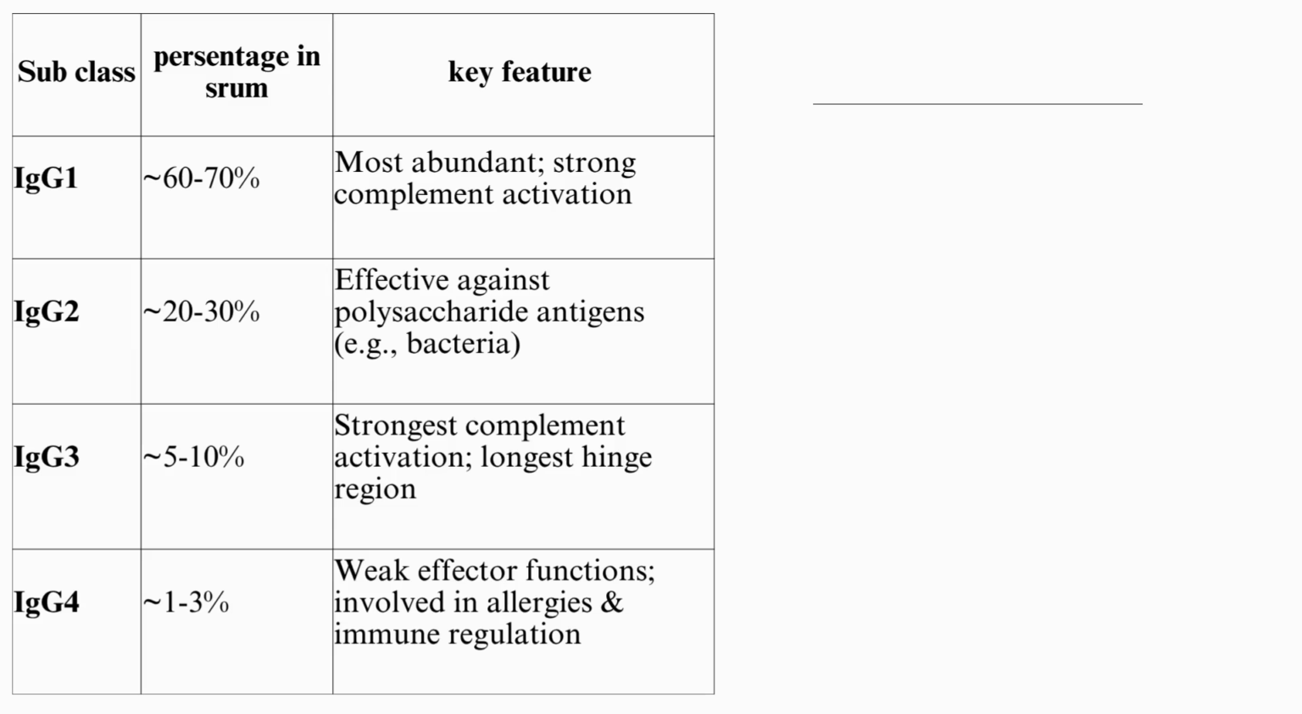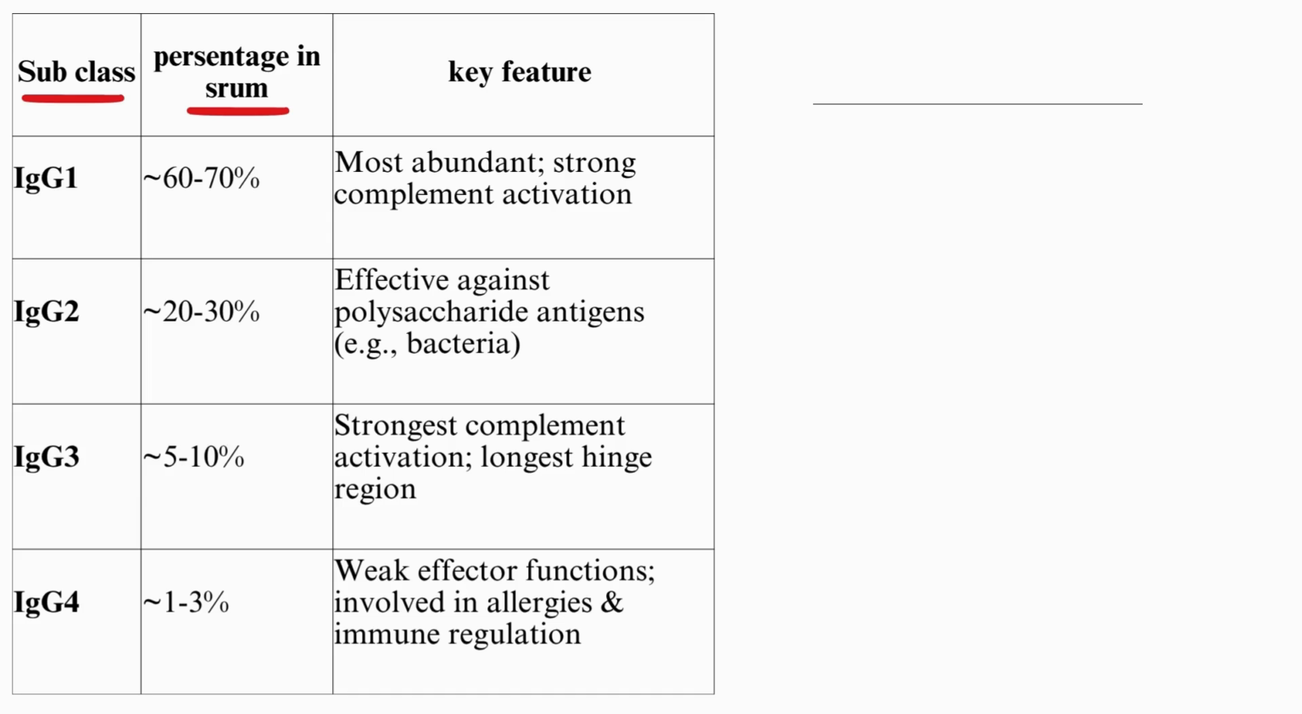Here are the subclasses of IgG antibodies. There are 3 columns. In the first column, the name of the antibody subclass; in the second column, the percentage present in the serum; and in the third column, the main function or key feature.